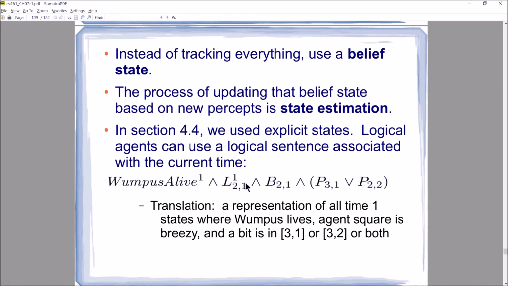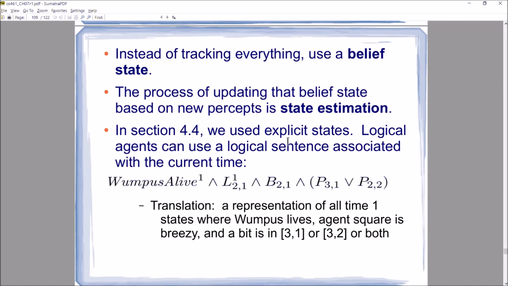This is one for the belief state for second one. The Wumpus is alive, and the location of the agent at second one or turn one is in square 2-1. There's a breeze in 2-1, and there's a pit in 3-1 or 2-2. That's the belief state at instance 1, at time 1, at second 1, at turn 1.